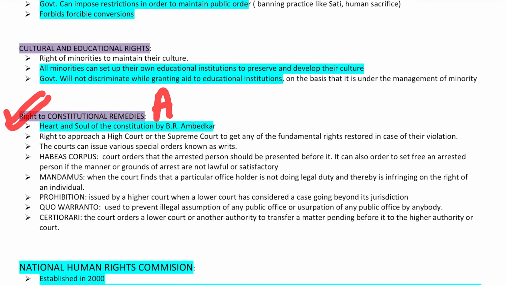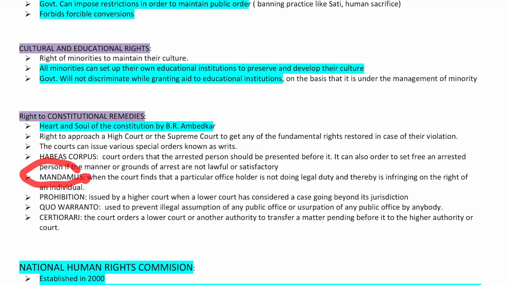So the right to constitutional remedies. This right is mentioned in Article 32, and this is said to be the heart and soul of the Constitution by Dr. B.R. Ambedkar. Right to approach the High Court or Supreme Court to get any of the fundamental rights restored in case of their violation. The courts can issue various special orders known as writs. So these are the writs of habeas corpus. The court orders that the arrested person should be presented before it. It can also order to set free an arrested person if the manner or grounds of the arrest are not lawful or satisfactory.